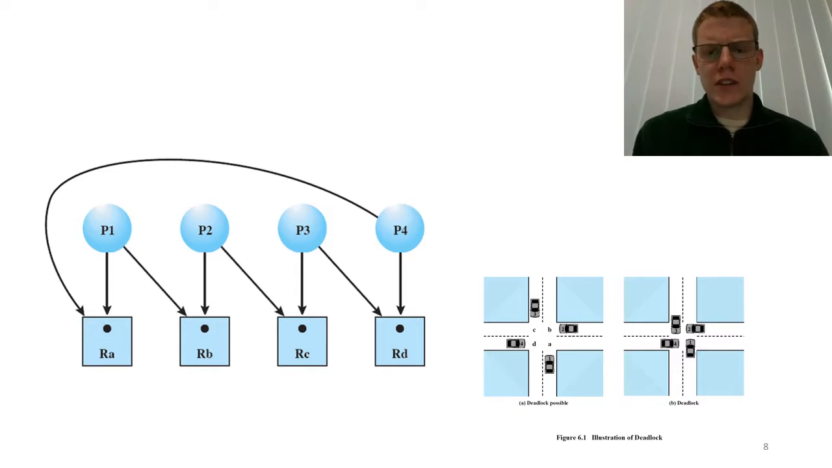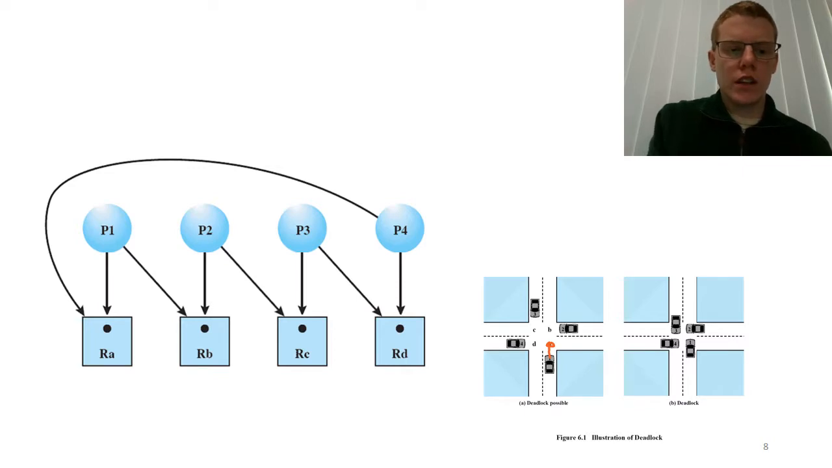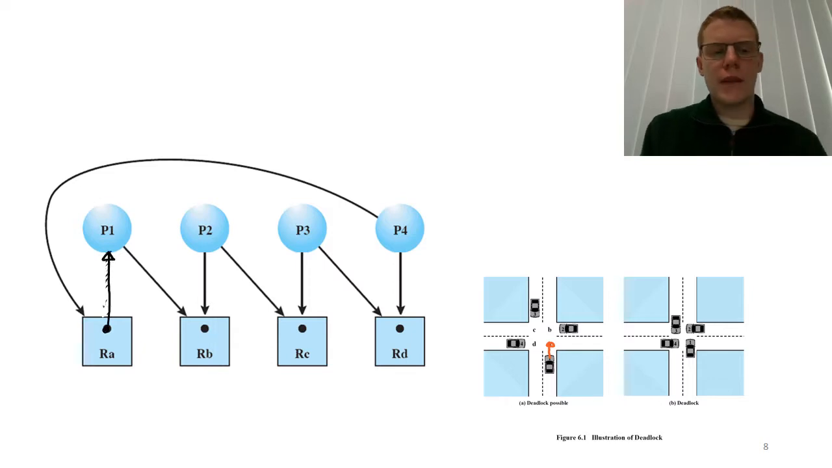Now let's imagine that process 1 has its request for resource A granted and moves into its first quadrant of the intersection. That would result in its request for resource A being granted. So this edge would disappear from the resource allocation graph, and we would end up with a new edge from the instance of that resource heading back up to process P1.